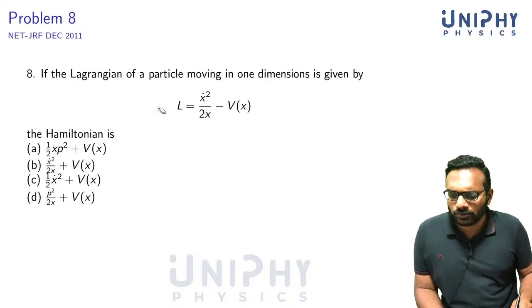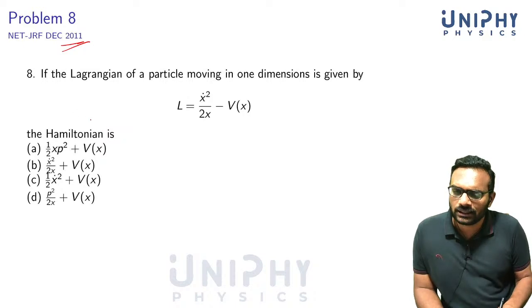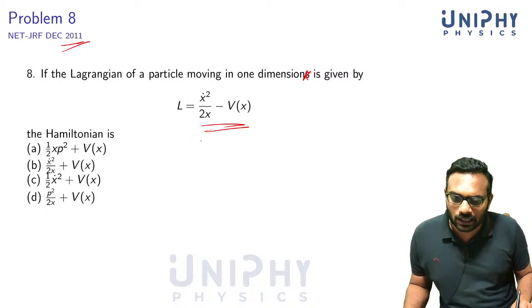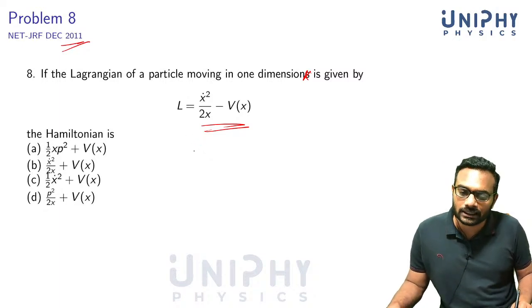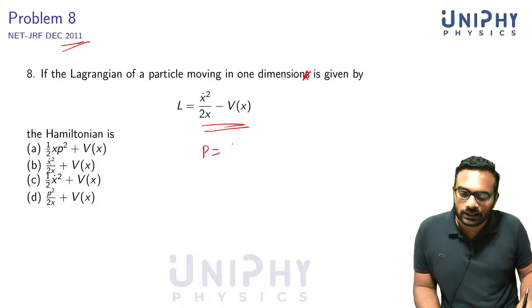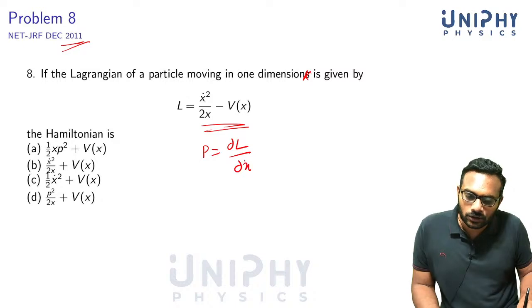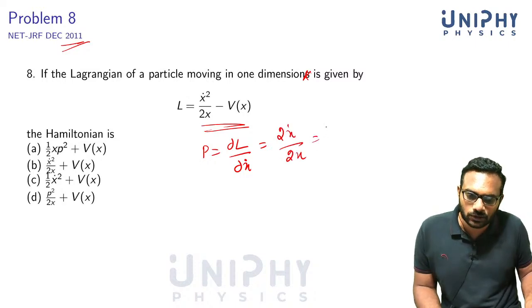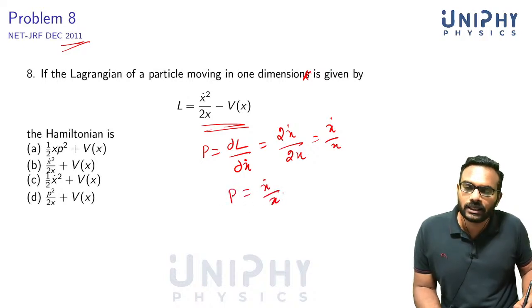So I'll just do one more problem. This is an easy one, again asked in the same examination. If the Lagrangian of a particle moving in one dimension is given by this, this is the Lagrangian. All right. What's the Hamiltonian? Once you are asked to find the Hamiltonian from the Lagrangian, what you do first is to find the momentum. Since it's one dimension, you don't worry about x, y, z. So p is equal to dou L by dou x dot. Okay. p is equal to dou L by dou x dot, and what is it? Dou L by dou x dot is equal to 2x dot divided by 2x, that's equal to x dot by x. So you've got p is equal to x dot divided by x.